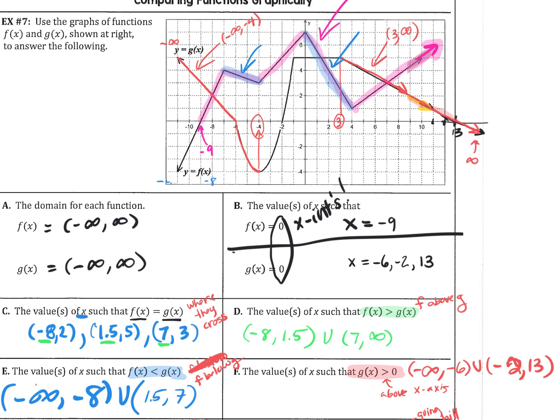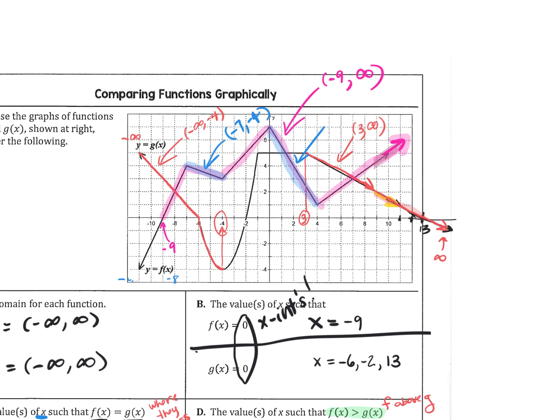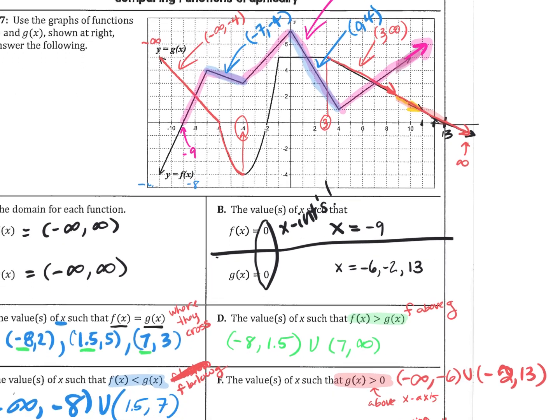So what is this first interval here? Yeah. -7 to -4. Here we go. And what's the second interval? 0 to 4, yeah. Okay. So -7 to -4 and 0 to 4.